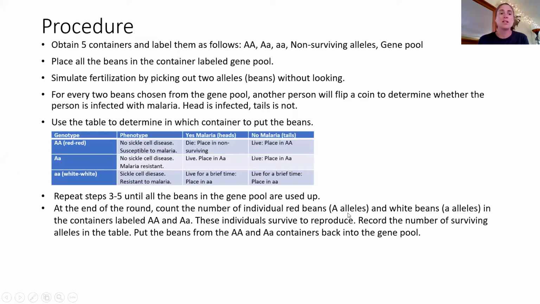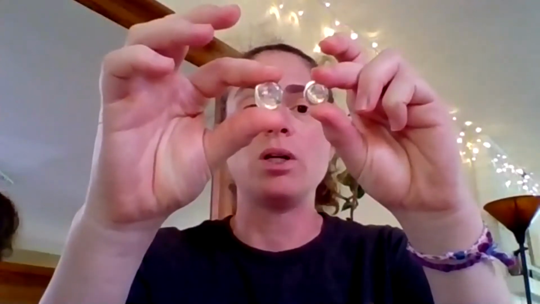So the activity says that you are going to simulate fertilization by picking out 2 alleles without looking. 2 alleles because every person has 2 alleles. So you're not going to look because you don't want to introduce any bias into your sampling. So I got 2 white alleles, so that's homozygous recessive. So I'm going to go back here.